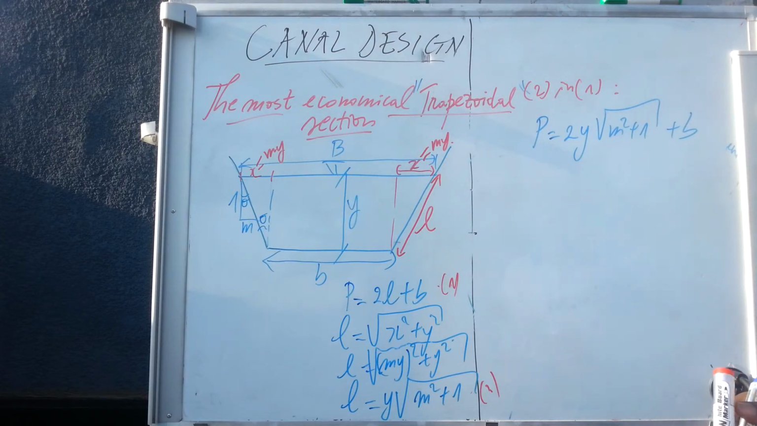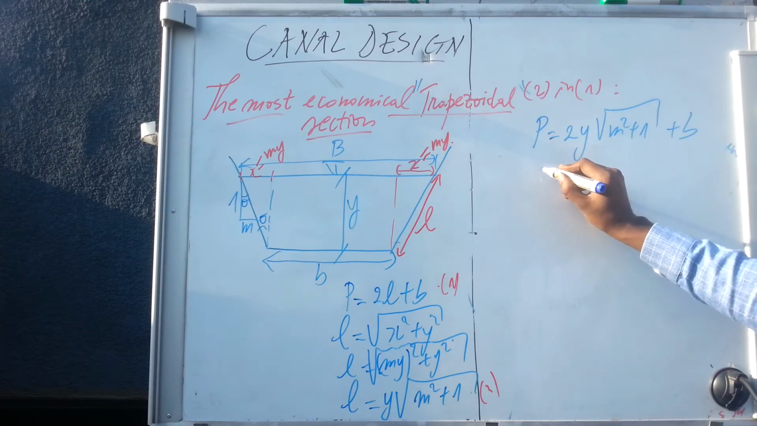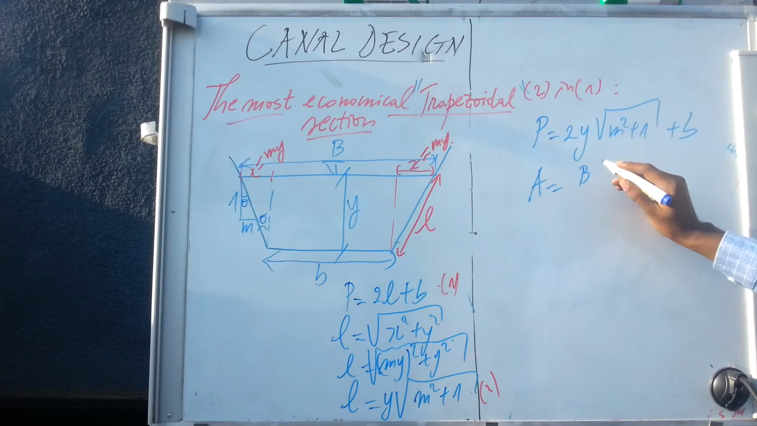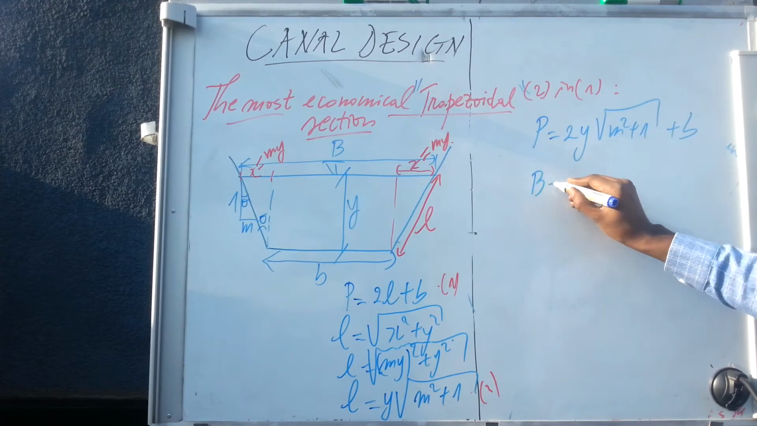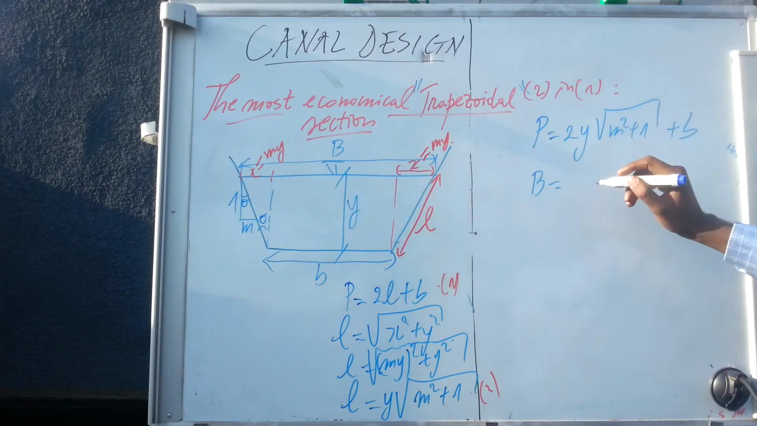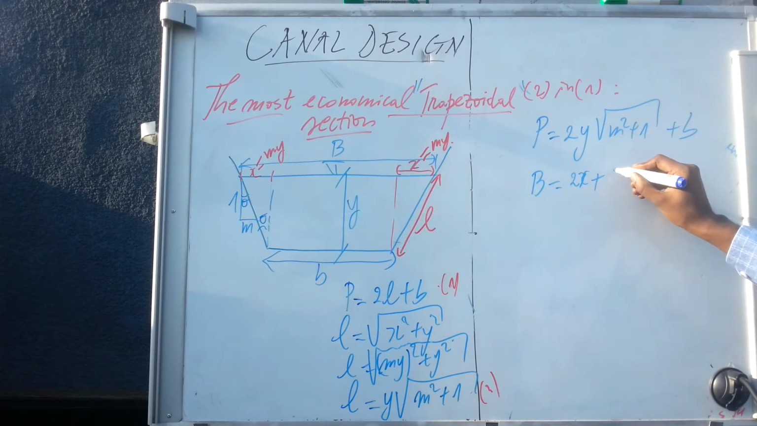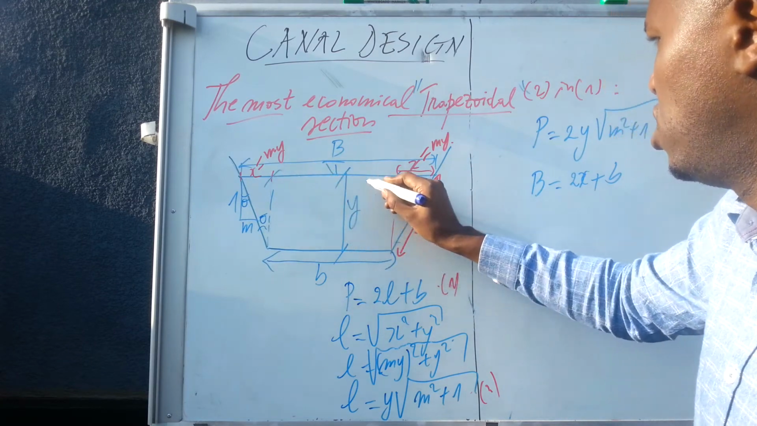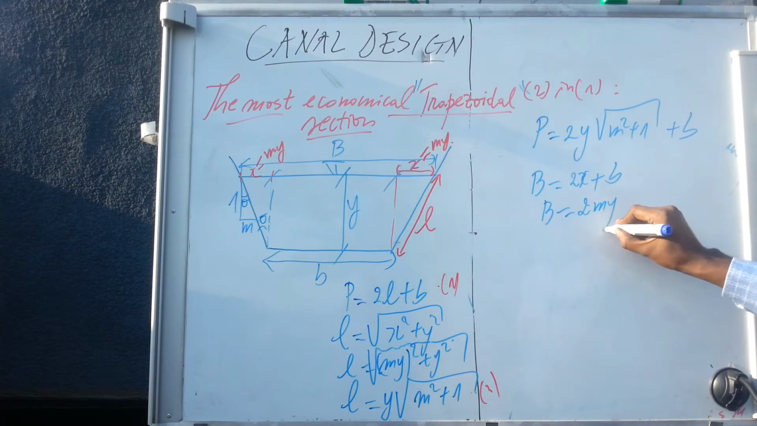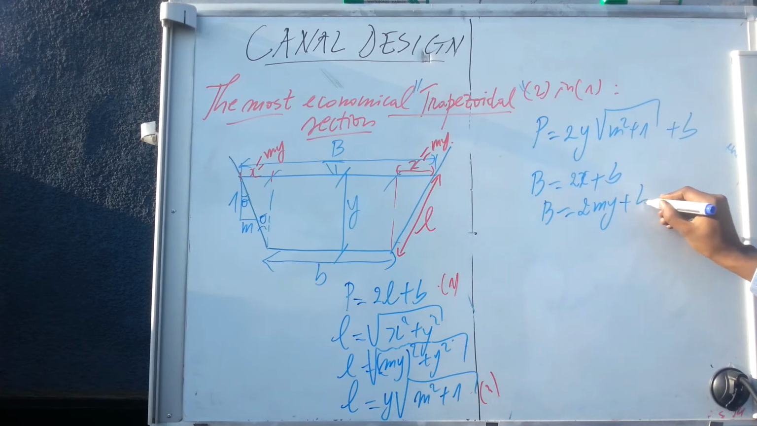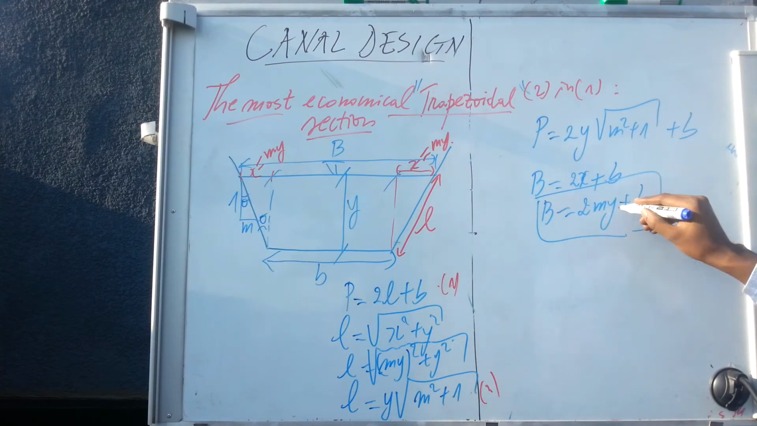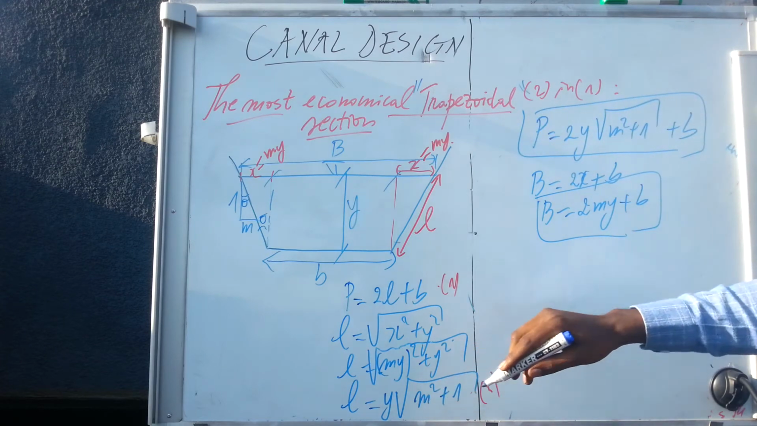So what else? The cross section. If you want the cross section in a function of side slope, before calculating this, remember that the top width, big B, is equal to the summation of these things, 2x plus small b, because from here to here this is also b. So big B is equal to 2my plus b. So we have B, P, and R in a function of side slope.